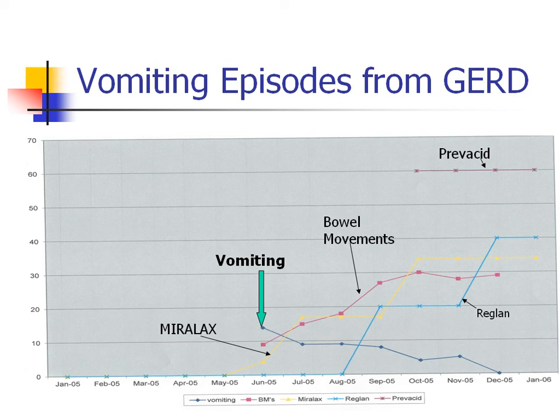Whether these three medications will need to be continued indefinitely, it's not really clear. We'll continue to monitor and reevaluate and adjust the treatment and the diagnosis as we go. So that's an example of using LGA to determine treatment efficacy with Miralax, Prevacid, and Reglan on the episodes of vomiting.